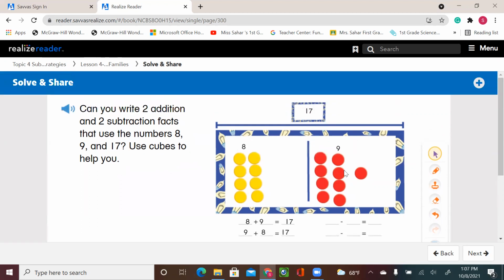I know if I have my two addends in a different order, or switch them, my sum or my total will be the same. All right.